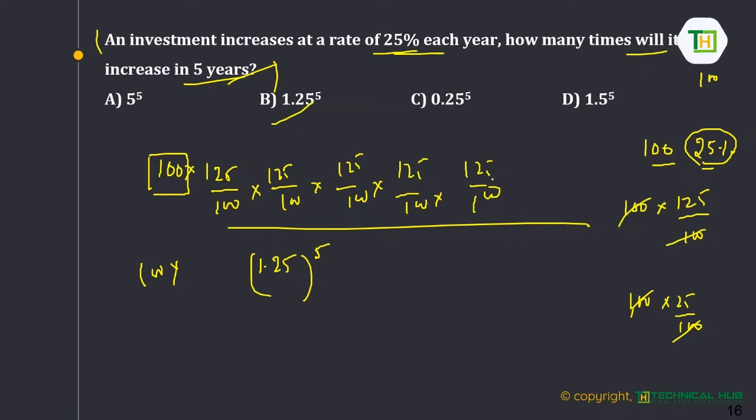They're asking how many times will it increase in 5 years? So it will increase 1.25 whole to the power of 5 times. That value into 1.25 whole to the power of time, you will get the final value. But they're asking how many times, which means 1.25 whole to the power of 5. So the answer for this question is option B.